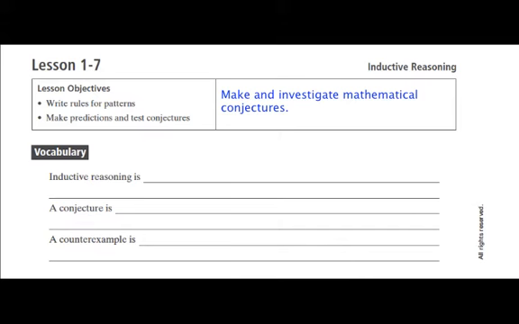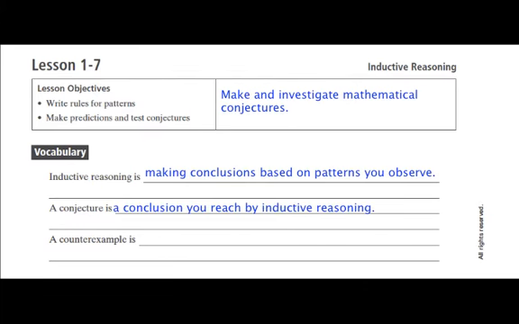Our standard is to make and investigate mathematical conjectures. Inductive reasoning is making conclusions based on patterns you observe. A conjecture is a conclusion you reach by inductive reasoning. A counterexample is an example that proves a statement is false. Pause the video at this time if you need more time to copy down the definitions.